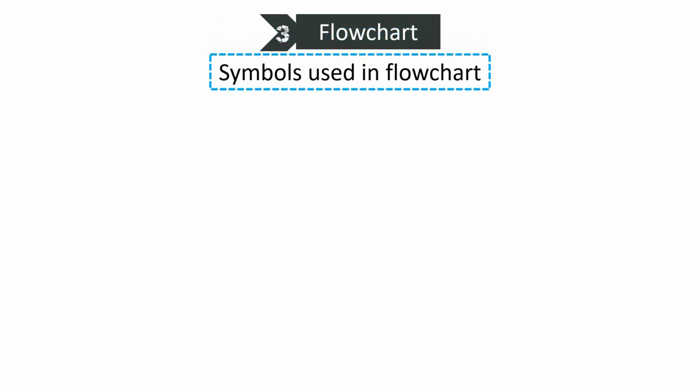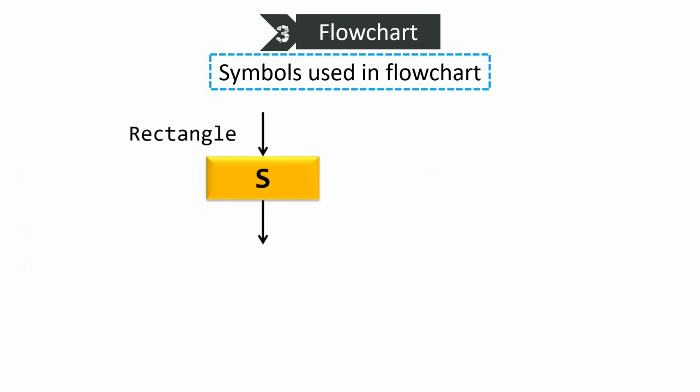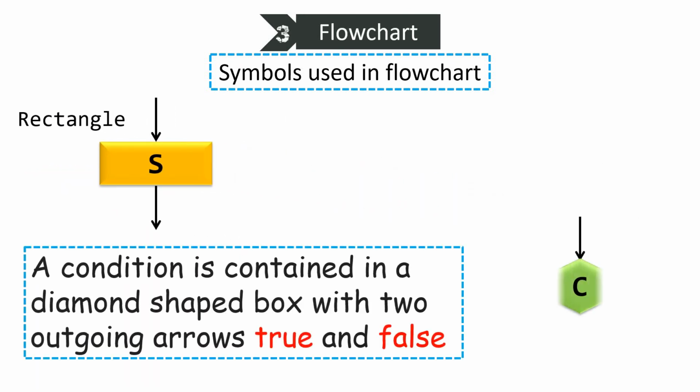in flowchart. A statement is contained in a rectangular box with a single outgoing arrow. This symbol is called a rectangle. A condition is contained in a diamond-shaped box with two outgoing arrows, true and false. This symbol is called a diamond.